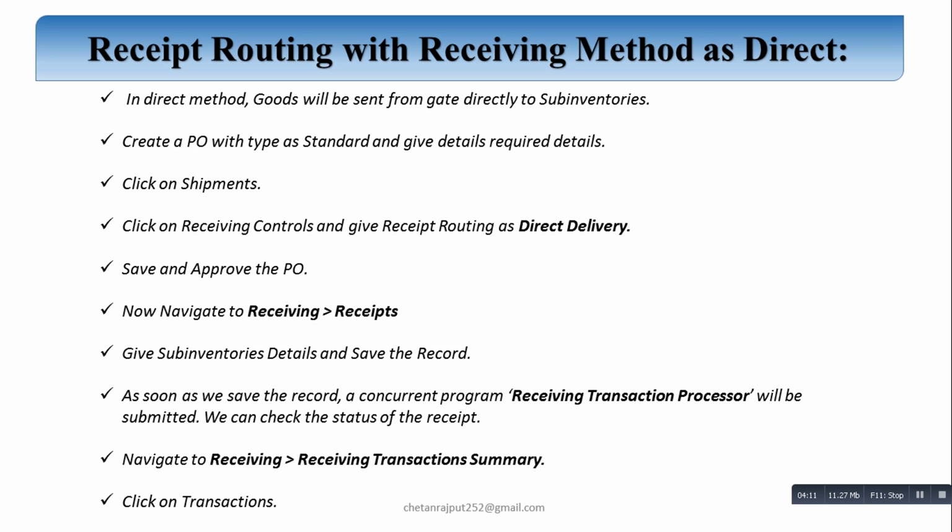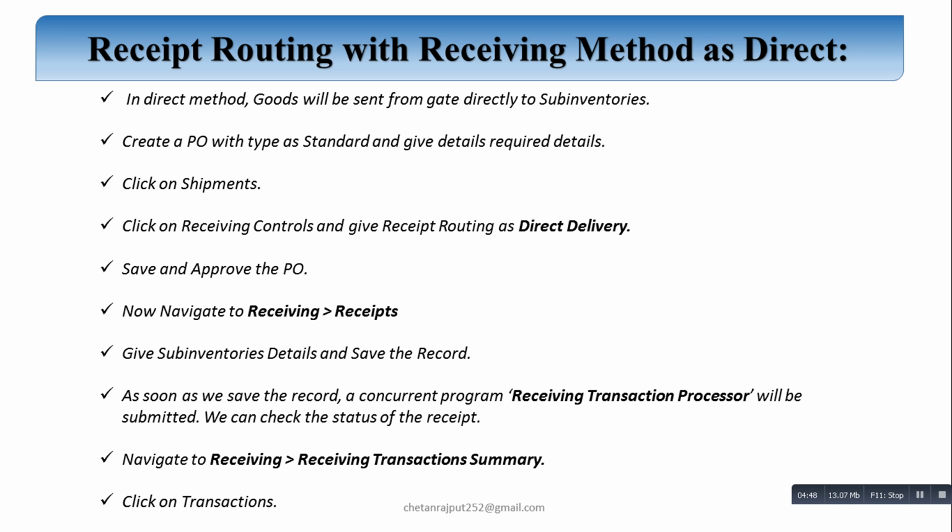Now we discuss the different receipt methods. First, receipt routing with a receiving method as direct. So we can go through it step by step. In the direct method, goods will be sent from the gate directly to the sub inventory. Create a purchase order with type as standard and give details as per our requirement. Now click on the shipment button.